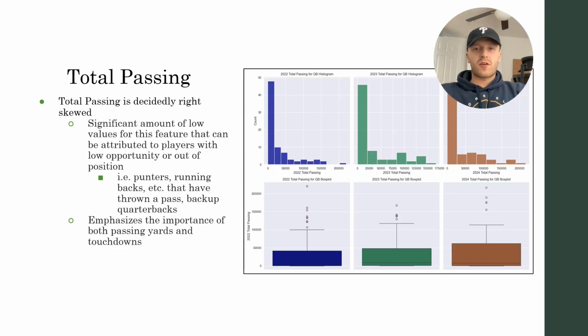Alright, so let's analyze our total passing feature. We see that this feature is heavily skewed to the right with a significant amount of low values. These low values can be attributed to players who don't get much opportunity or are playing out of position. Some examples of this would be punters that threw a pass on a fake punt, running backs who threw a halfback pass. We also have backup quarterbacks that don't throw as many passes due to low opportunity. This feature shows how this emphasizes the importance of both passing yards and passing touchdowns.